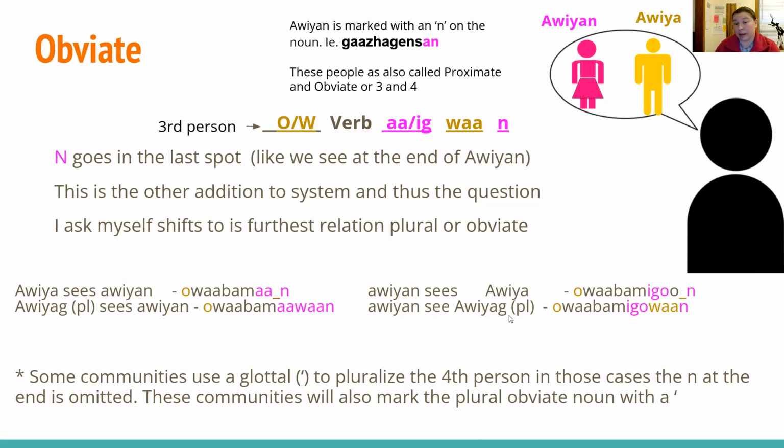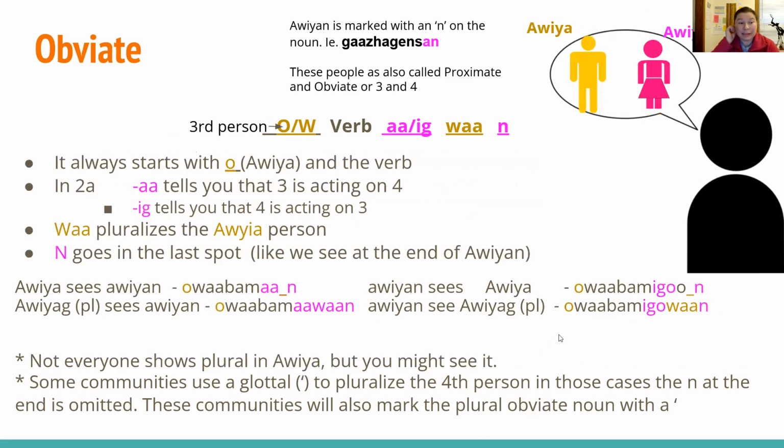Awian sees awiag, so this might be something like they're seen by the cats. They're seen by their cats. Owabamiguan. And this is just the whole thing all on one slide, so you can practice or double check what I've said.